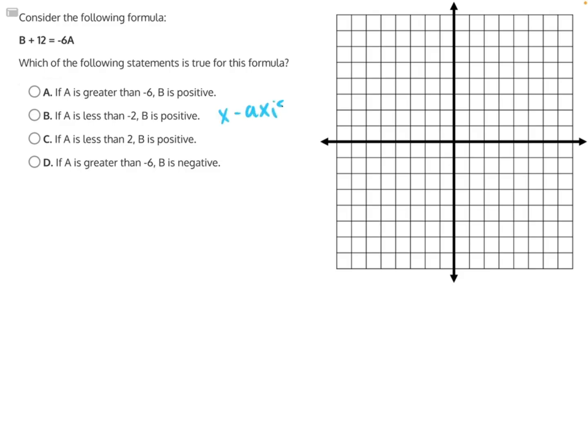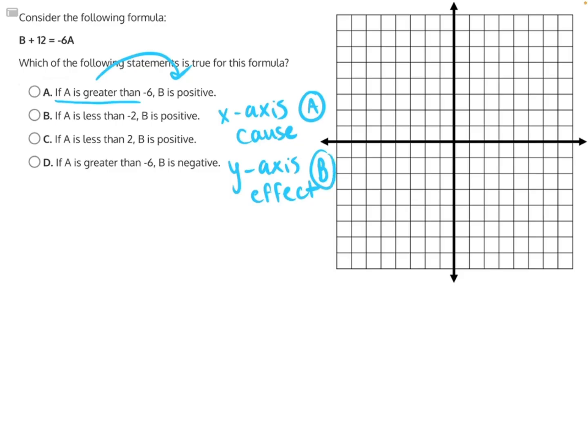Usually our x-axis, or x variable, is our cause variable, and our y variable is our effect variable. So if we look at all of our answer choices, we can see that something is always happening to a to cause an effect in b, which would mean a is our cause variable, b is our effect variable, and we can label our axes accordingly. We can say our y-axis is b and our x-axis is a. And now we can look for our b and a intercepts, or our x and y intercepts.